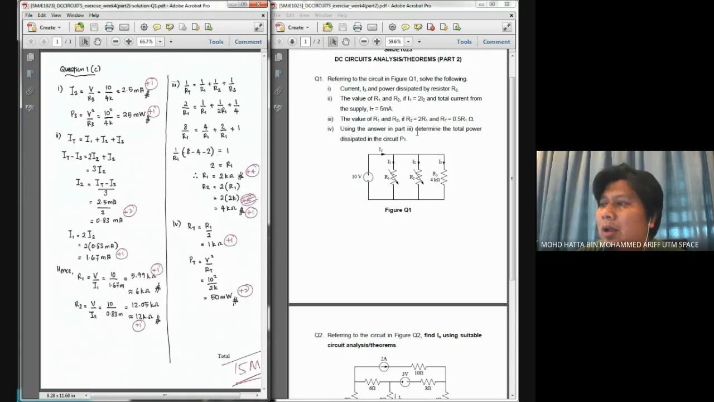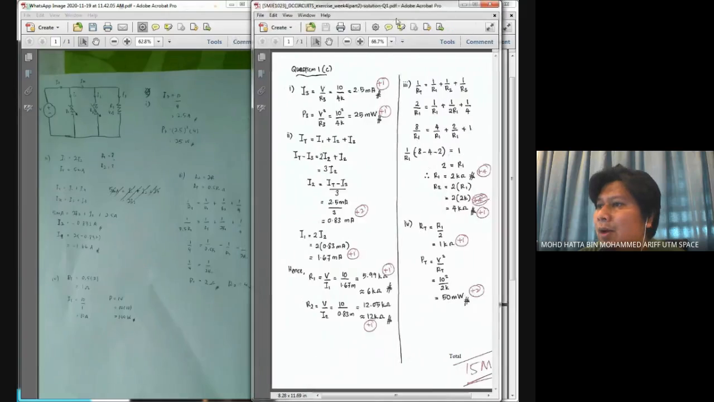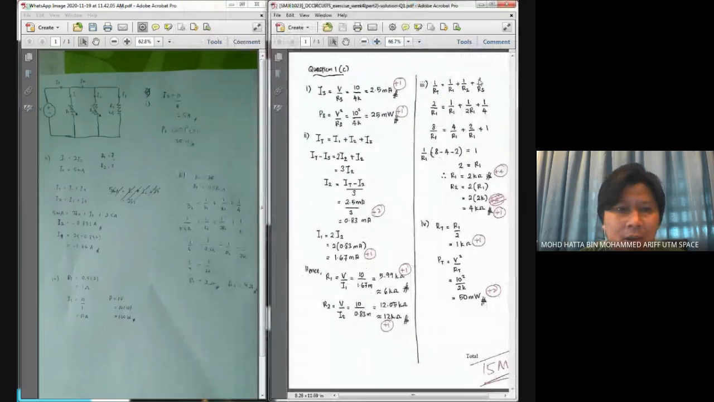So, you need to determine the power dissipated in the circuit. So use the resistance that you calculated in part 3 to calculate total power in part 4. I think part 4 is a bit straightforward. However, for part 3, it's a bit tricky. However, I think Mohammed managed to get the idea on how to solve part 3.